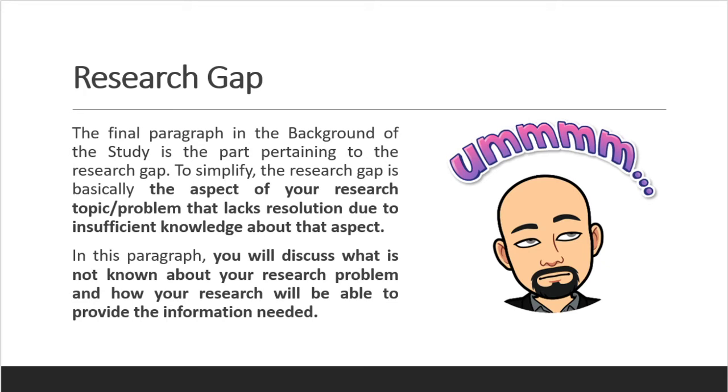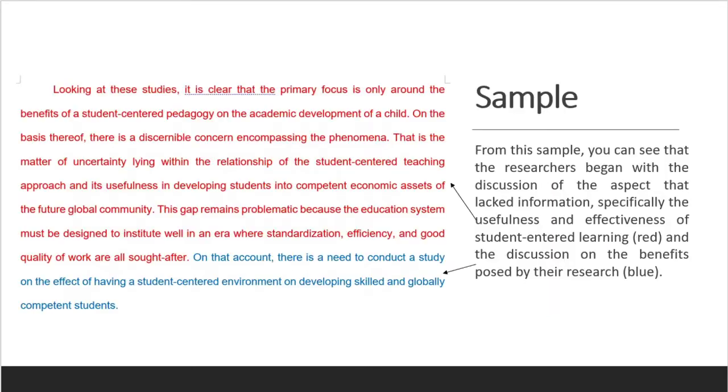So in your case, once you identify a research problem, let's use the sample here, online self-paced learning or student-centered learning. If we are going to look at what is known about student-centered learning, we only understand that in student-centered learning, students are given the opportunity to learn at their own pace. That's pretty much self-explanatory. But the researchers made it clear that there's something that we do not know yet about student-centered learning. And what was the discrepancy that they identified?